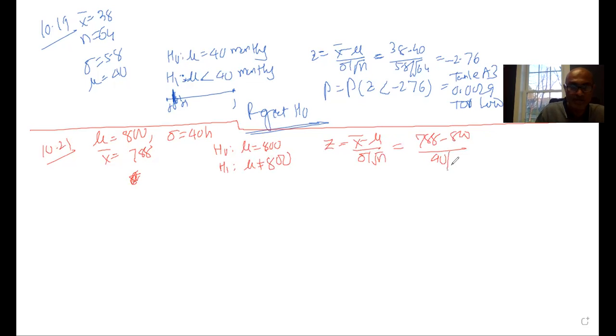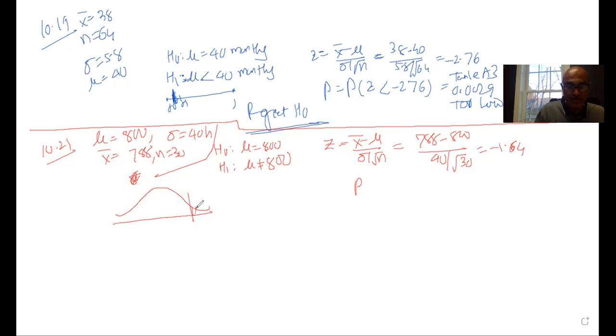So 40 divided by square root of n is nothing but, what is my n in this example, guys? 30, right? So n is equal to 30. Let me write down here. So n equal to 30, and if you use your calculator, 788 minus 800 divided by 40 over square root of 30, you are getting that is equal to negative 1.64. So naturally my p value, now look at here, guys, it is equality.